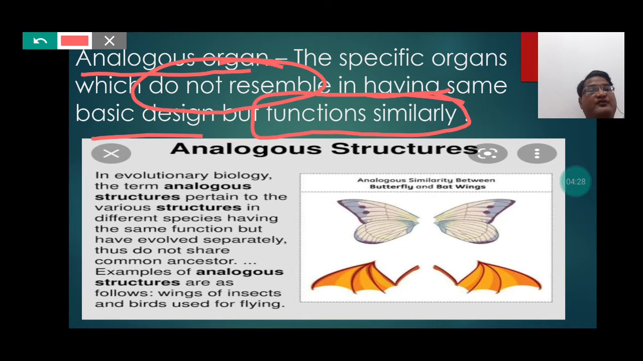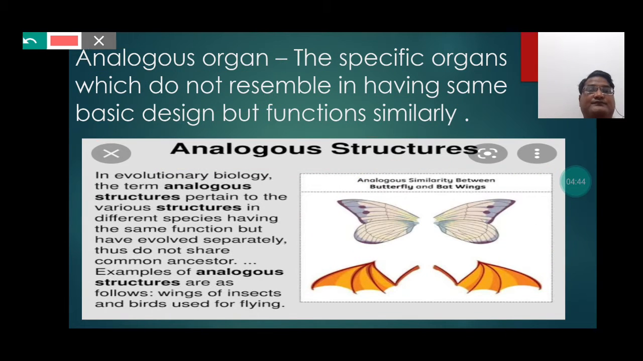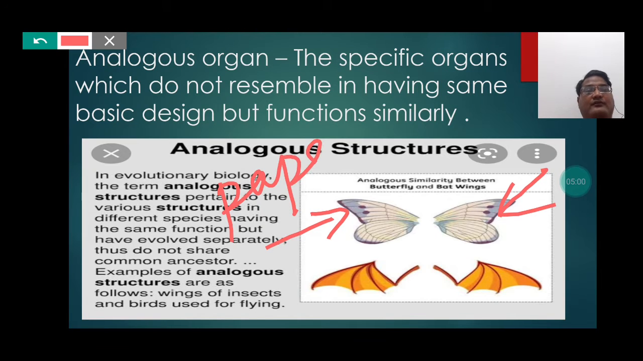So students, in order to understand the analogous organ, if we concentrate on the wings of butterfly and the wings of bat, then we can easily notice the difference in the wing of the butterfly and the wing of the bat. Students, in the wing of the butterfly, we can find that there is no presence of bone, and rather the wing of the butterfly is quite thin and papery.